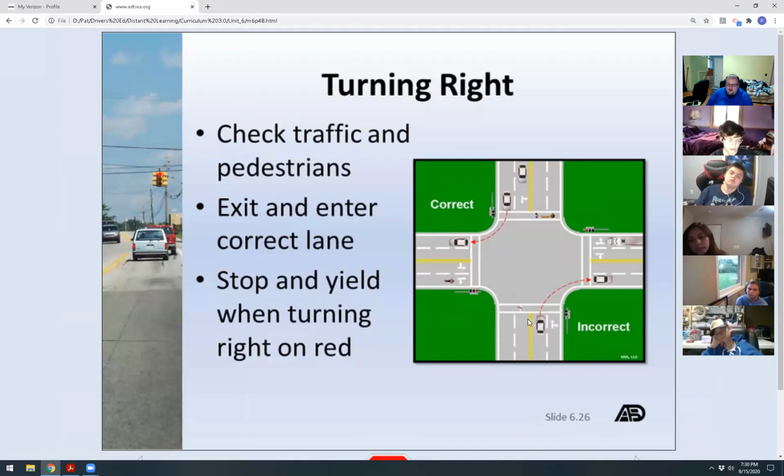This person did it wrong. They started in the leftmost lane and ended in the rightmost lane. They cut someone off. You might be thinking like, okay, who would do this? It happens a lot, okay? Someone wants to turn right, but they didn't realize this was the road they needed. So they're in this lane.